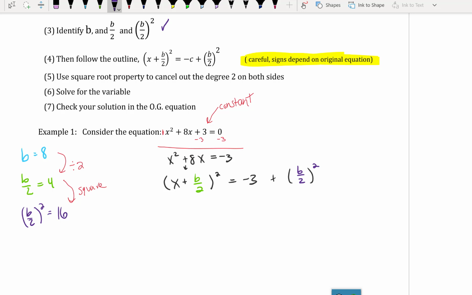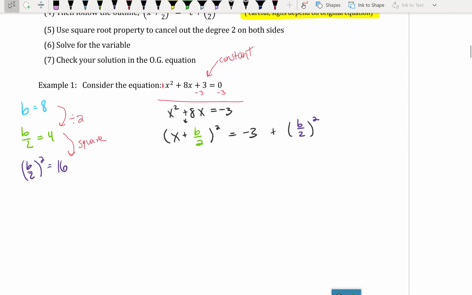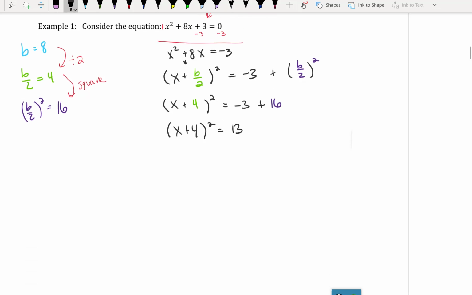So now I get to just plug it in from what I have on the left-hand side. So I have my parentheses squared. So that b divided by 2 value is 4, and that b divided by 2 squared value is 16. So now I have this x plus 4 squared, and now I get to add -3 plus 16, which gives me a positive 13.